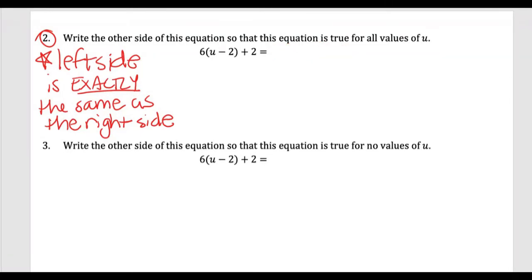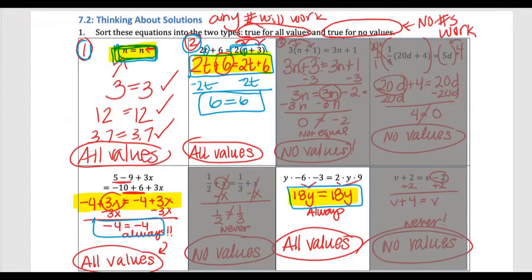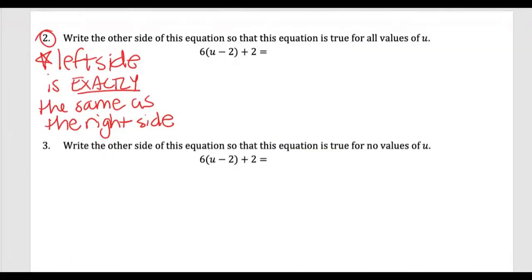Okay, one thing to think about is on the examples that we just looked at, we really noticed that the left side equals the right side once we simplified. Okay, so if you see right here, once we simplified, the left side equaled the right. Once we simplified, the left side equaled the right. So what we could do here is start simplifying.